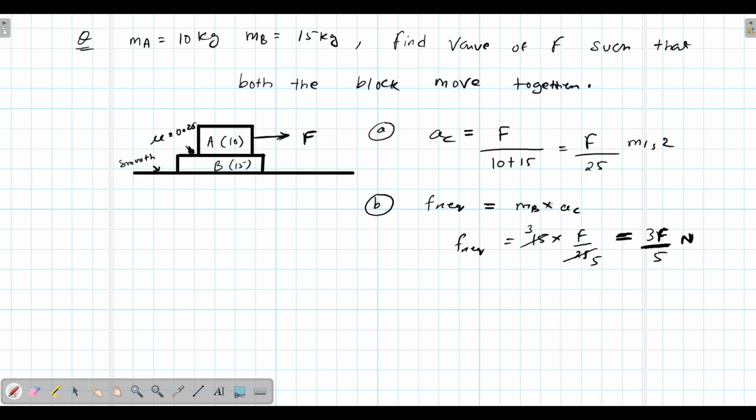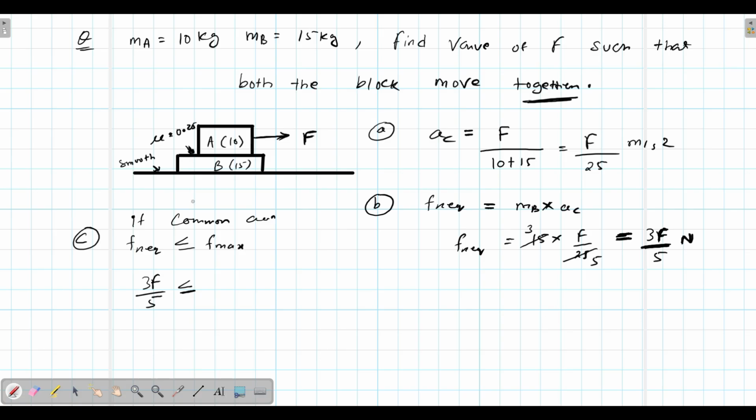That is the required friction, mass of B into acceleration, equal to 3F by 5 Newton. Third, both move with common acceleration if F required is less than or equal to F max. If F required is less than F max, both move together. So F required equals 3F divided by 5, less than or equal to F max.